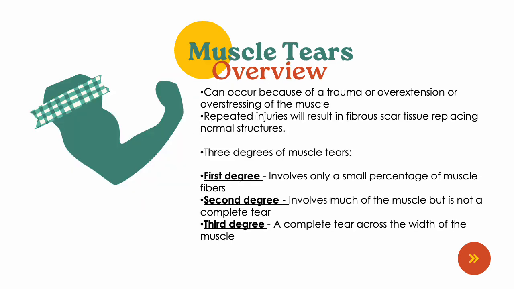It's important to note that you can have muscle tears as well, and these can occur for various reasons: sports injury, trauma, overextension, or overstressing of the muscle. You have repeated injuries that result in fibrous scar tissue, which would normally replace your normal structures. You do have different degrees of muscle tears. The first degree only involves a small percentage of your muscle fibers. Second degree involves much of the muscle, but it's not a complete tear. And then third degree is where you have a complete tear across the muscle.